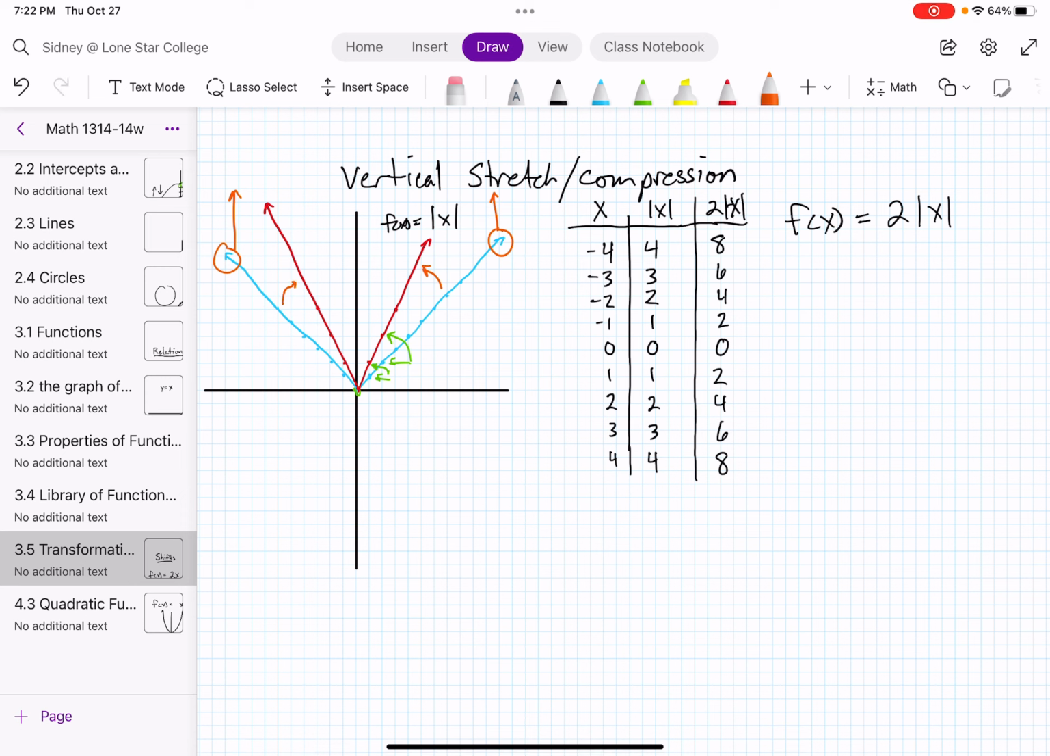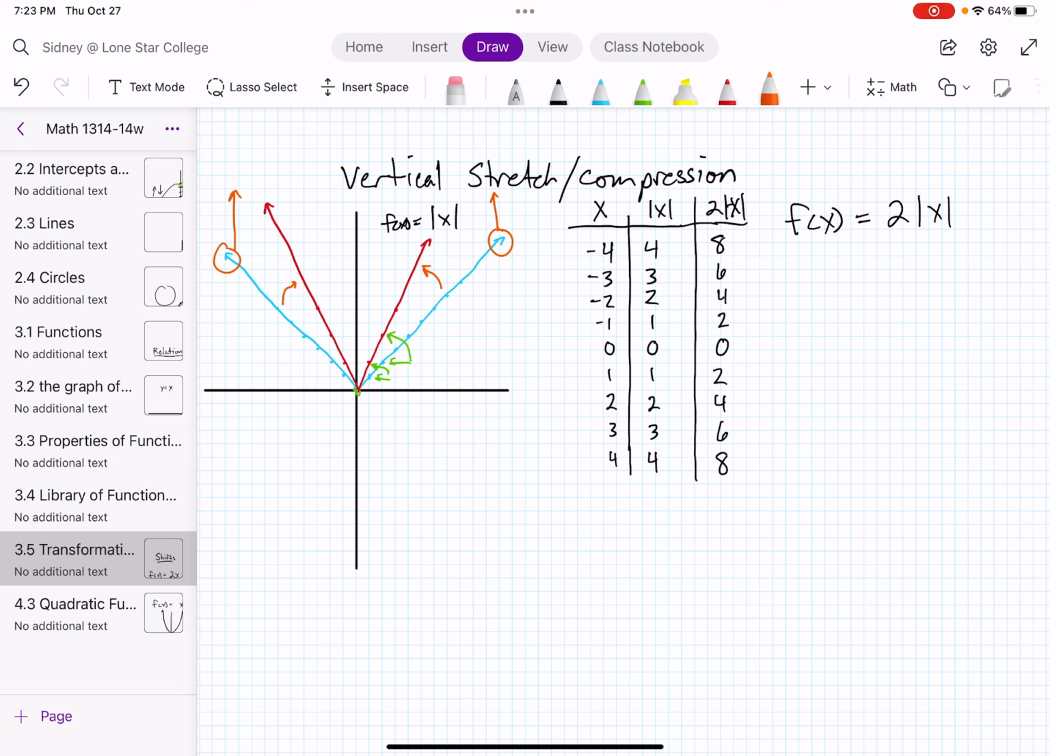So when we looked at shifts, the shape of the graph was maintained, but it moved around. When we looked at reflections, the shape of the graph was maintained, but it was reflected across an axis of symmetry. This is the first time we are looking at a shape that is literally changing. The angles on this are changing.